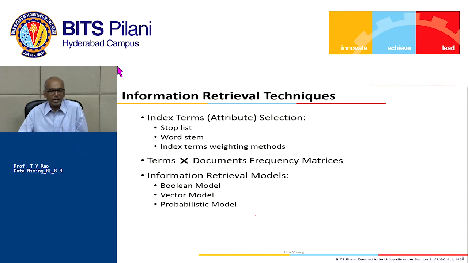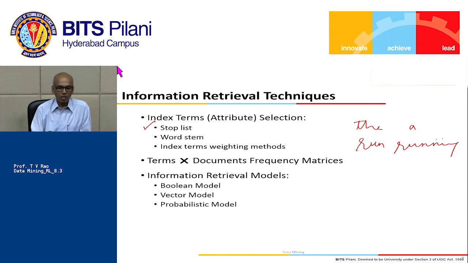When we are creating the index terms, we look at a few things. For example, the stop list: we don't want to bother about a word like the or an article like a. We also look at word stems, so we want to treat run and running to mean the same. And then we may also use weighted methods.